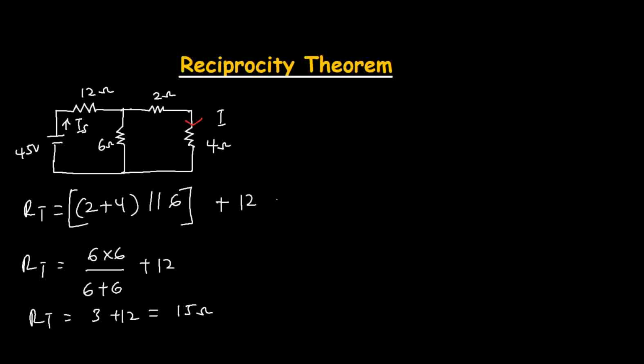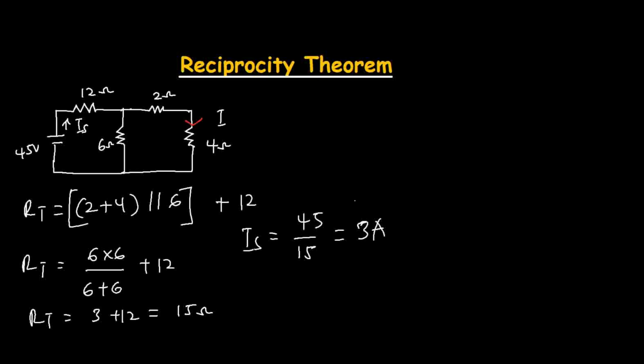So now that we know the total resistance, we can find the source current. The source current is equal to the voltage divided by the total resistance, which is 15. So let's see the value of this. 45 divided by 15 gives me Is equal to 3 amperes. So now you know the source current.